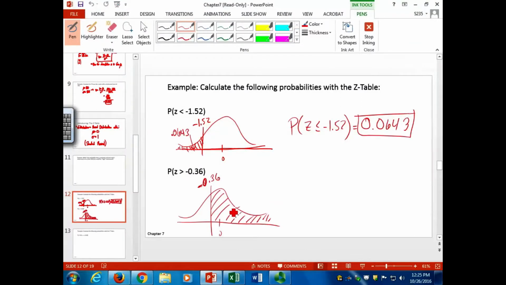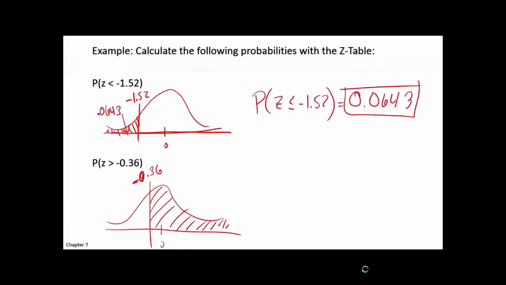Now the thing is, where is that area? Remember the Z table always reads below. So the table told me that area down there was 0.3594. So then what has to be the area above that? Since the whole area under the curve has to be 1, these are complements. Being below is the complement of being above, so we can do 1 minus 0.3594.